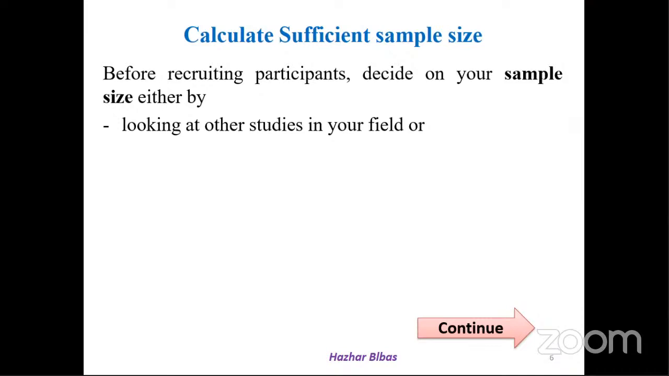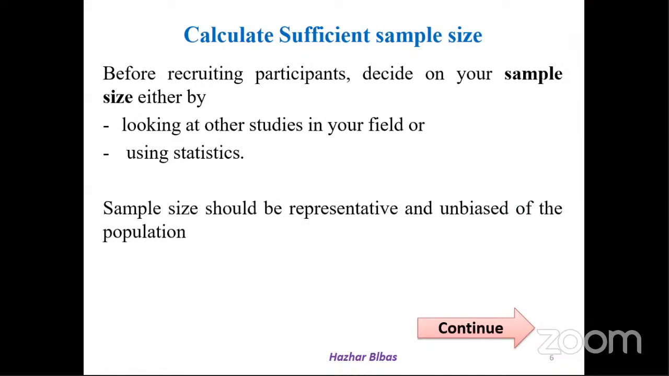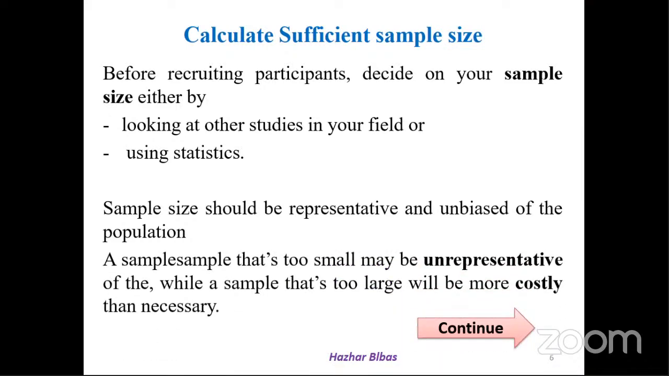How are we going to do this? Looking at other studies. It means the previous studies in your field, to see how many they used, how they worked on it, and so on. Or you can use statistics. Sample size should be representative and unbiased of the population. Why? If you collect a lot of samples, it's going to take cost. It makes it costly, which is not good for you. You don't need to spend more money.